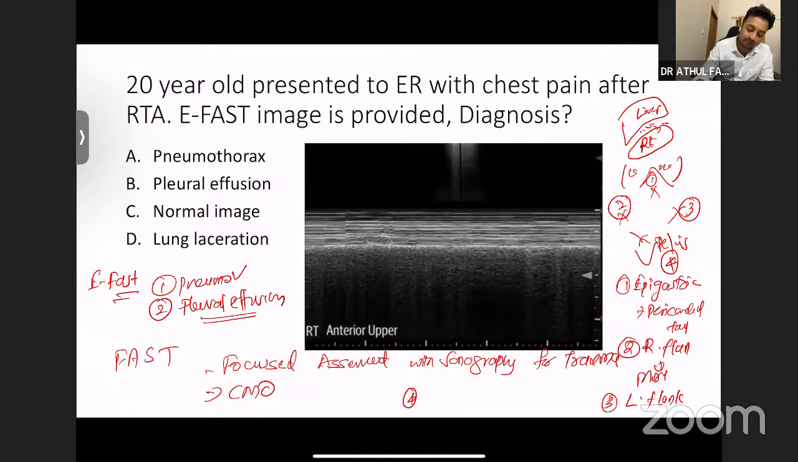So this is an ultrasound image in which, in the top portion, you are able to see multiple linear lines like this.